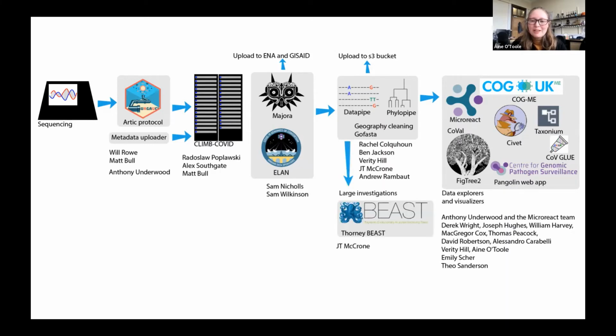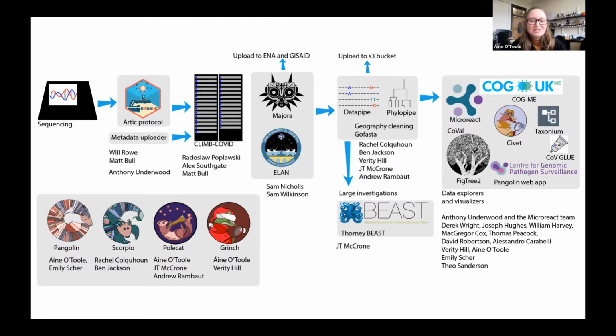Datapipe outputs have also fed into larger individual analyses into questions like the origin and expansion of the first wave and the alpha and delta variants. This has required bioinformatics improvements to software Beast to enable it to scale nearly 2 orders of magnitude greater than the largest previous analysis. Not to mention some of the better or less known standalone tools which have been written, including Pangolin for lineage assignment, Scorpio for constellation classification, Polecat to identify and flag phylogenetic clusters which could be concerning, and Grinch, which allows exploration of the spread of Pango lineages.